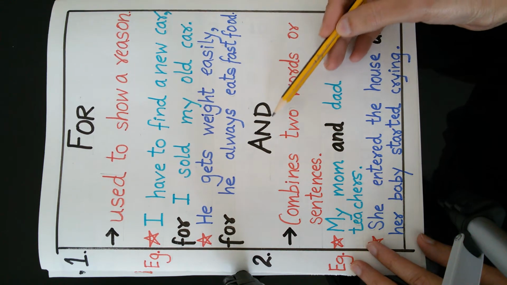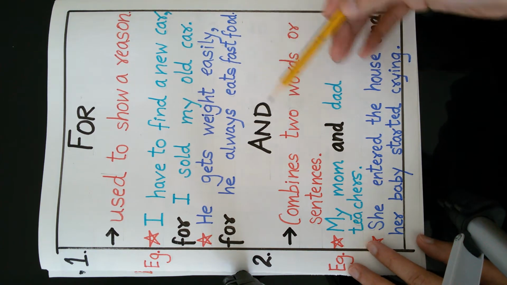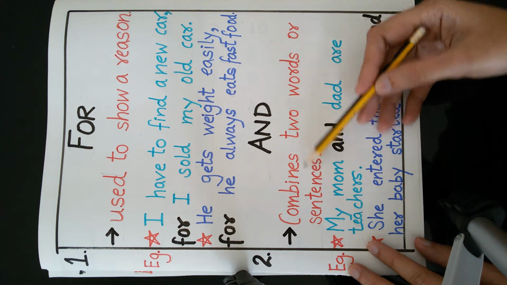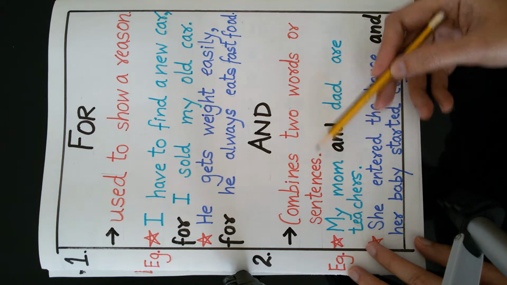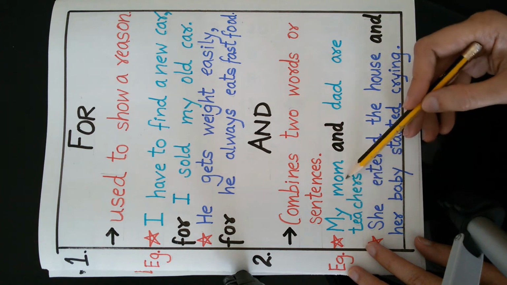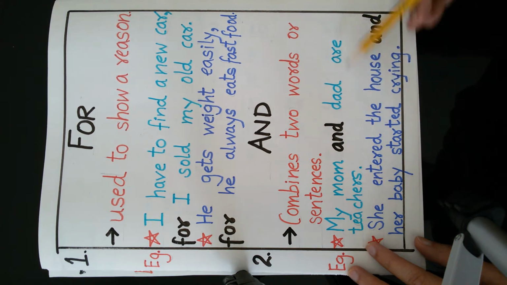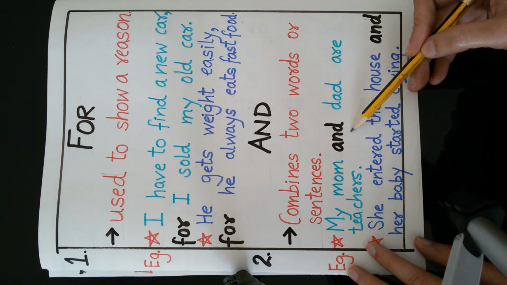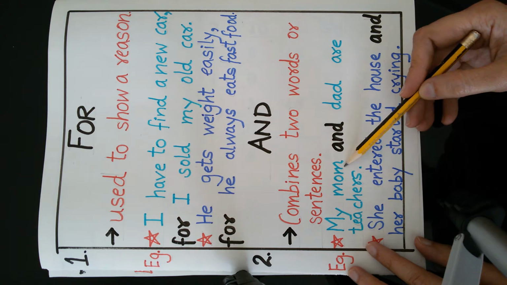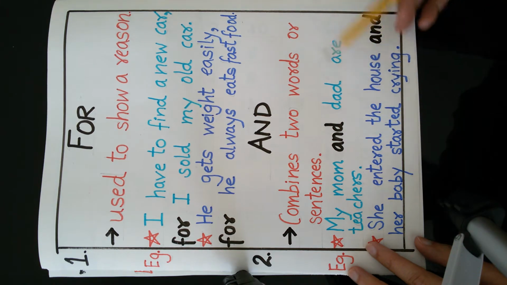Let us see the next conjunction, and. And is used to combine two words, phrases or sentences. For example, my mom and dad are teachers. In this sentence, and is used to combine two words, mom and dad.